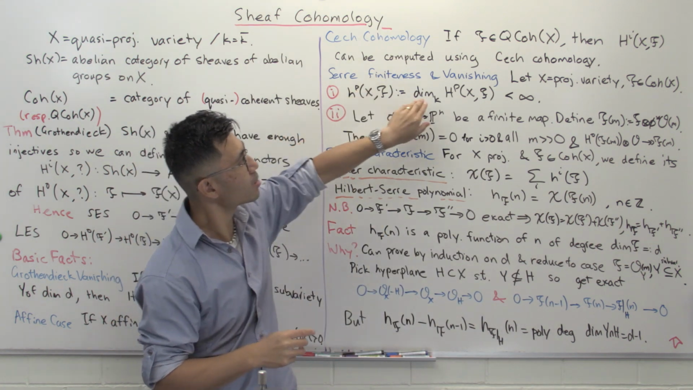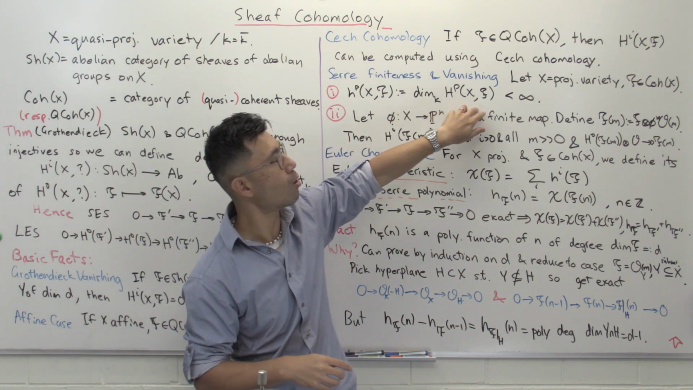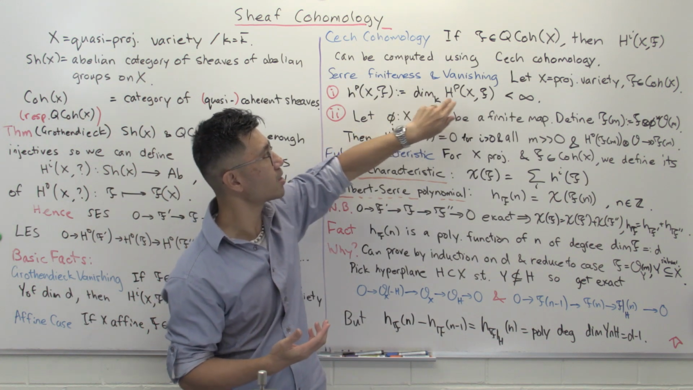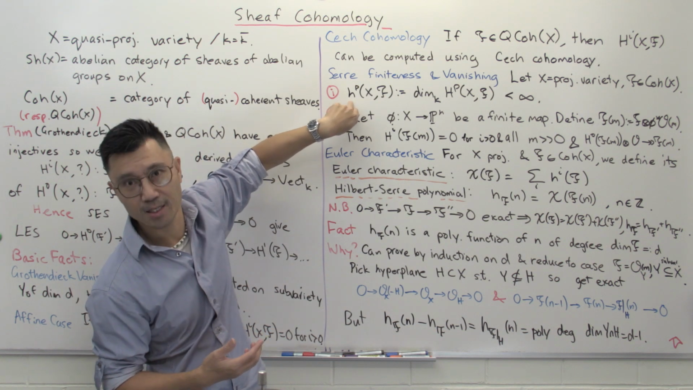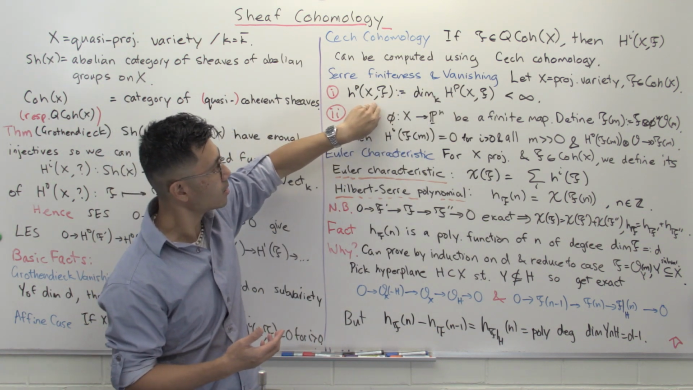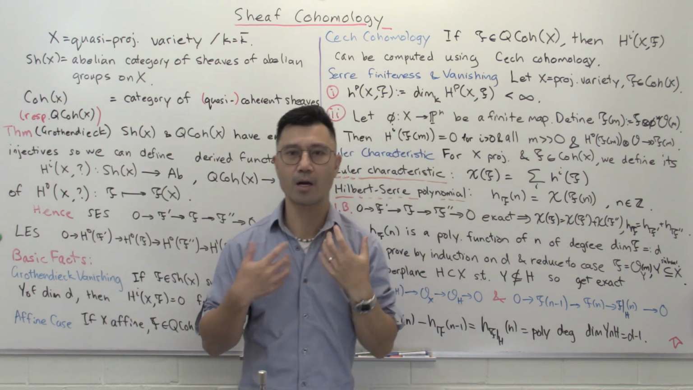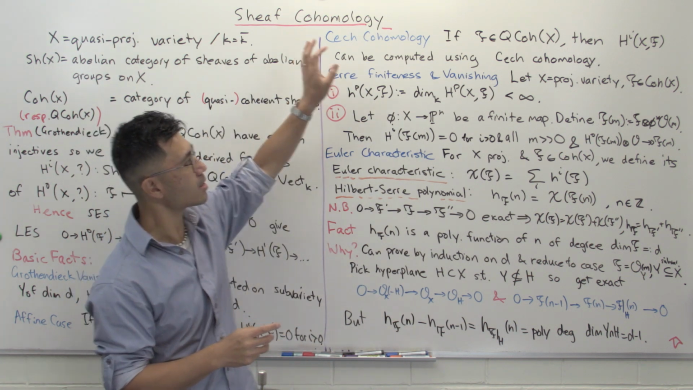So what does the finiteness refer to? Suppose you look at this H^p(X, F), this cohomology group. It's actually a vector space over K, and you can talk about its dimension. This dimension is often denoted by the little h^p rather than the big H^p. This dimension is going to be finite. So all these cohomology spaces are finite dimensional. Okay, so the next thing is Serre vanishing.